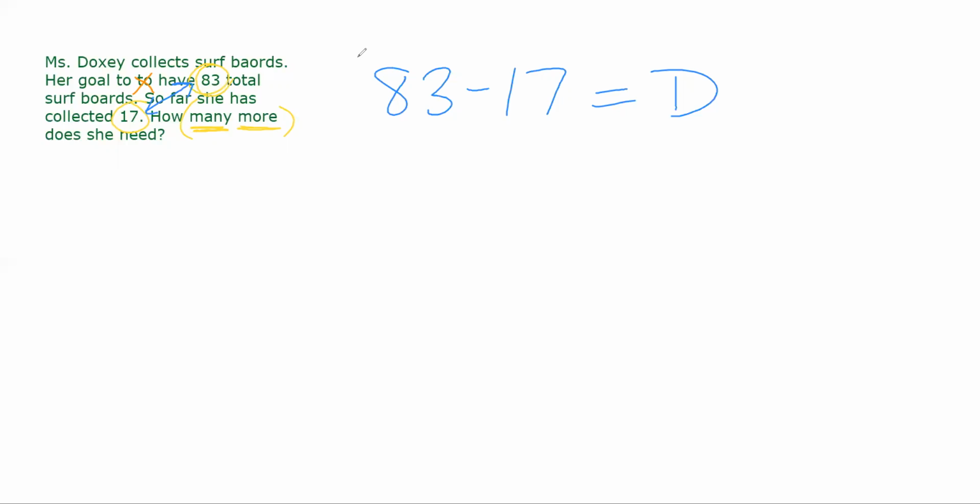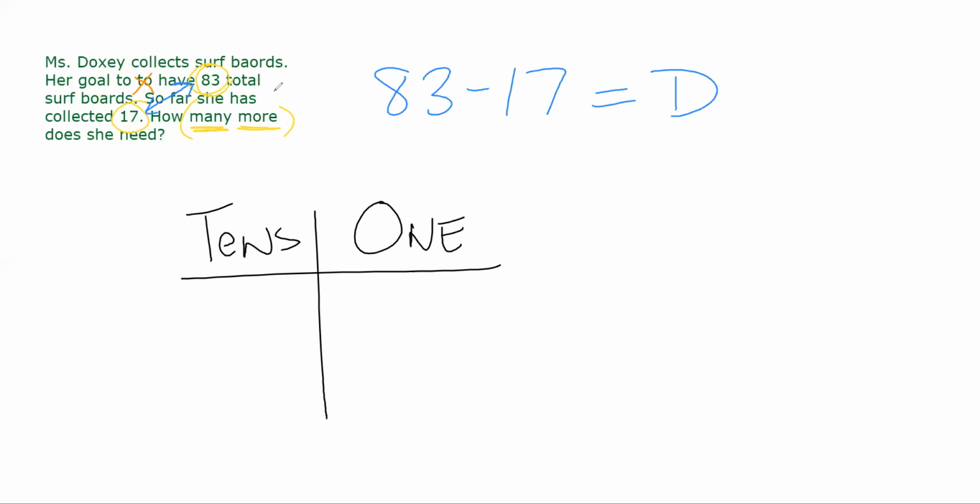Let's base 10 model this one. So I'm going to go ahead and draw this. I have my 10s, I have my 1s. Remember, I'm going to only model the first number. So I'm going to have 3 1s, 1, 2, 3, and 8 10s, 10, 20, 30, 40, 50, 60, 70, 80. Okay, now we're subtracting our second number.